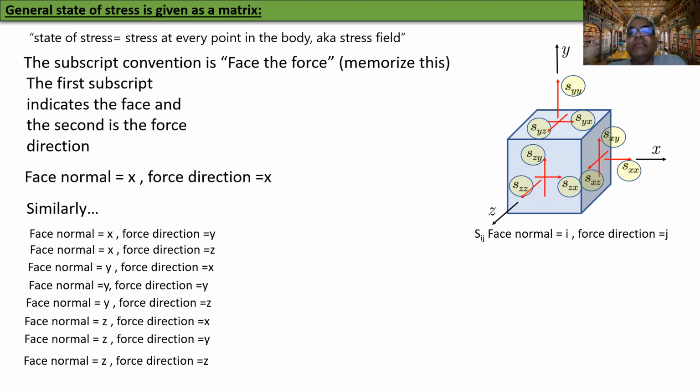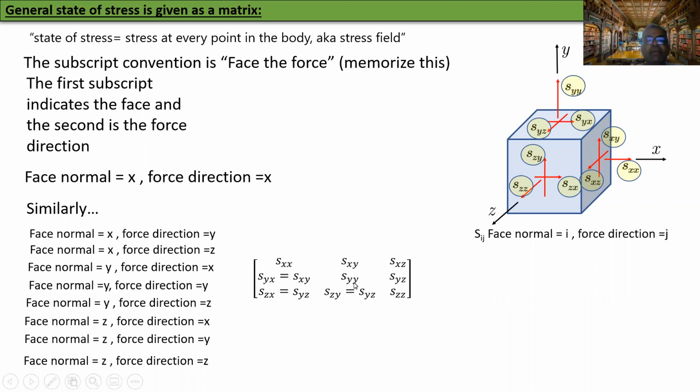Generally speaking, if I see Sij, the first subscript represents face normal, the second subscript represents force direction. Now this is written in a matrix version, and I'm not going to go into it, but because of balance of angular momentum, it turns out that the stresses have to be symmetric for the cases that we are looking at. So notice that I write Sxx, Sxy, Sxz, Syx, and so on. This matrix is called the stress matrix.